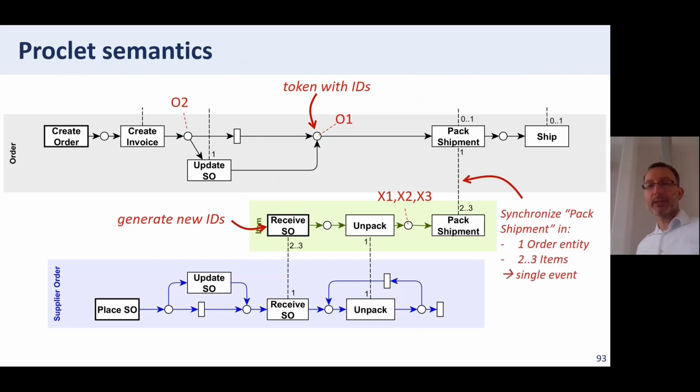Now, the synchronization edges: I can only fire this transition if I fire the pack shipment transition here, and I fire two to three items' pack shipment transitions as well. And then they become a single event. Let me illustrate this a bit better.